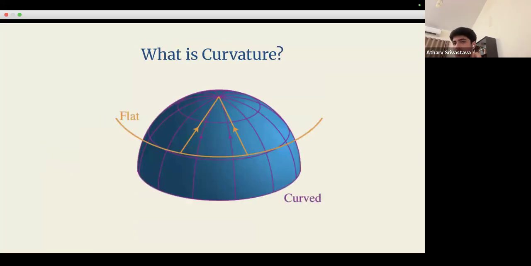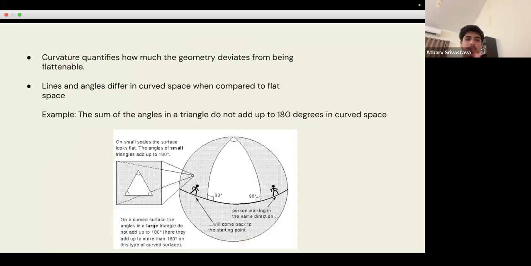Then we'll move on to what is curvature. Curvature basically quantifies how much geometry deviates from being flattenable. For example, it's quite different from flat space: if you take this curved space, then the angles of a triangle do not add up to 180 degrees, they add up to more than that. Whereas if you took a really small area on this curved space where it's basically flat, then the angles would add up to about 180 degrees. That's how curvature is different from flat space, as you could have seen in the diagram.